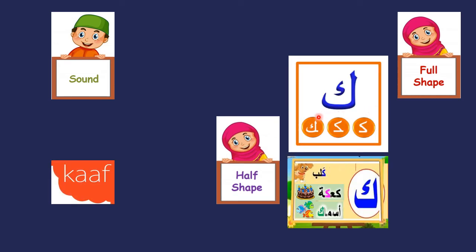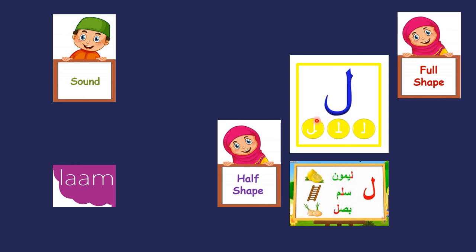This is the full shape of kaf. The half shapes, when it comes at the start, in the middle, and at the end. Kaf has three proper shapes, and its sound is kaf.